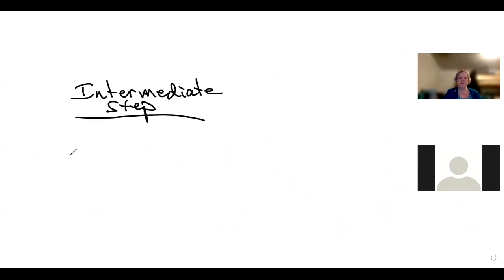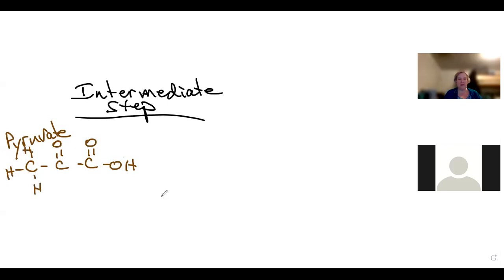Okay, so let's talk about the intermediate step. Pyruvate, coming from glycolysis, and I'm going to go ahead and draw the structural formula. You don't have to remember this part, but it helps me explain what's going on. So here's pyruvate.